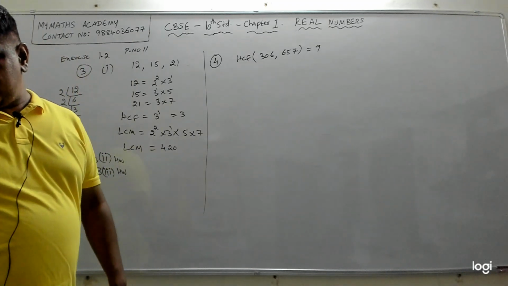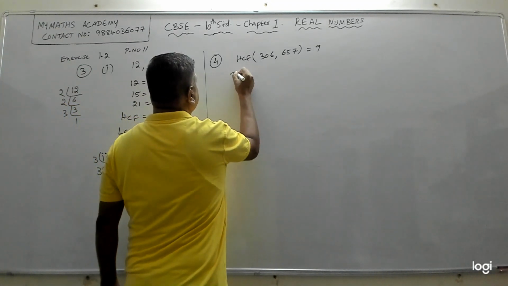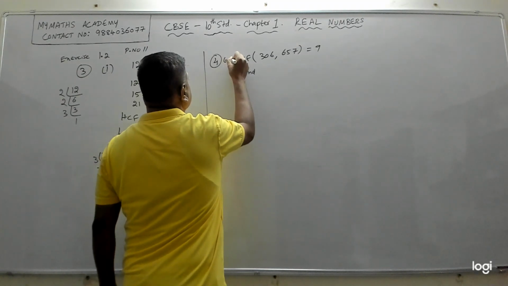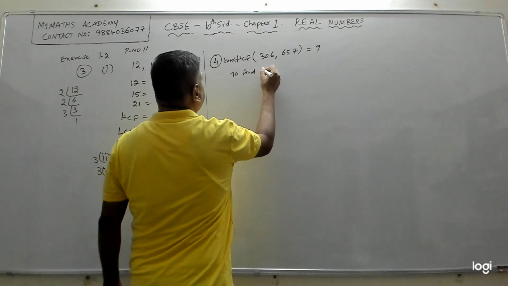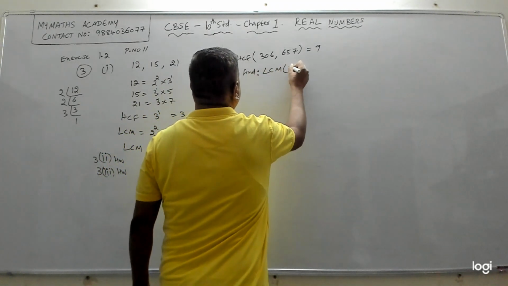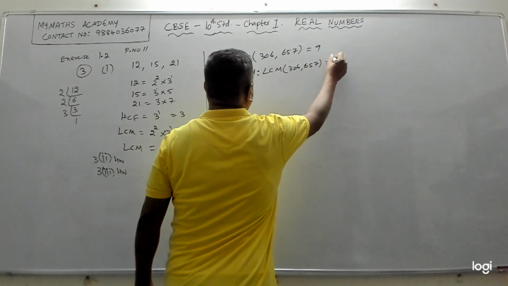The HCF of 306 and 657 is 9. What do we have to find? We have to find the LCM. What is the LCM of 306 and 657? That is what we should find.